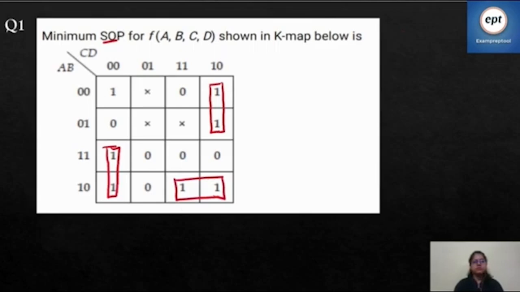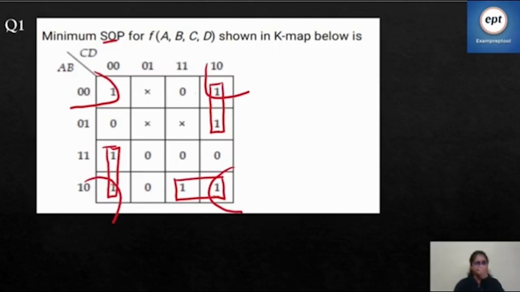So how will we cover this one? We will look for the corners. Here this is 1, this is 1, this is 1, and this is 1. So this is the group of four we have made, which is 1, 2, 3, 4.